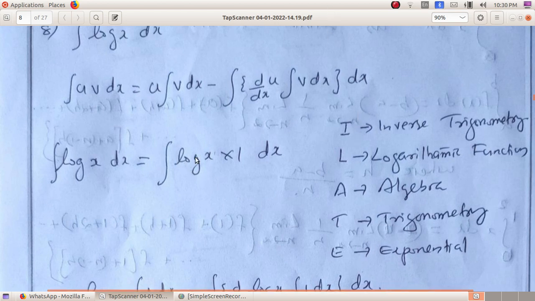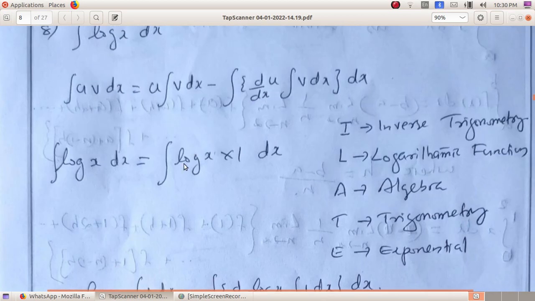Here, first one is log x, L. Then this one means algebra. So this is the order: after L there is A, L, A. So this ILATE can be applied here. Similarly, when we are taking log x equal to 1 into log x, first algebra, then logarithmic, that is not possible. First logarithm, then algebra.